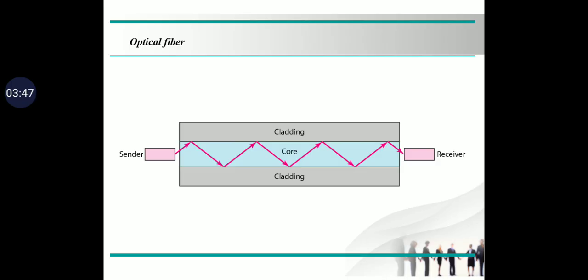The third type of transmission medium is optical fiber. As the name indicates, we are using light signals in the fiber optic cable. The sender transmits the rays, which travel through the core and end at the receiver side. Outside the core we have the cladding. Cladding is nothing but for insulation.